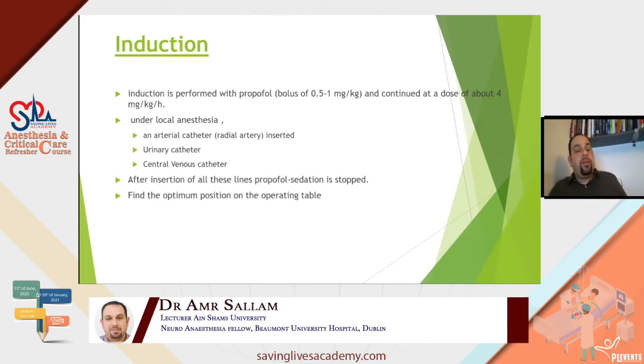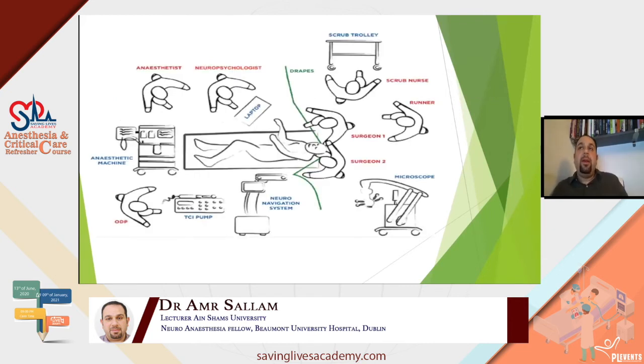After insertion of all the lines, we stop the sedation. And then we'll move him into theater. And you can imagine the number of people in theater. The minimum number you would have in a surgery theater is about 8 persons. Imagine the patient will wake up in that situation. No, we'll wake him up before letting him into the theater. That's why it takes longer.